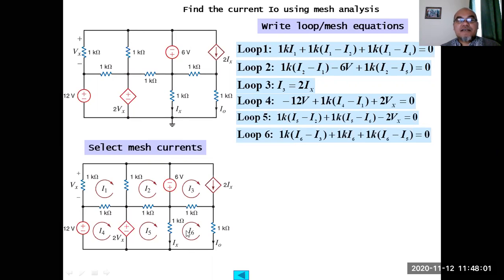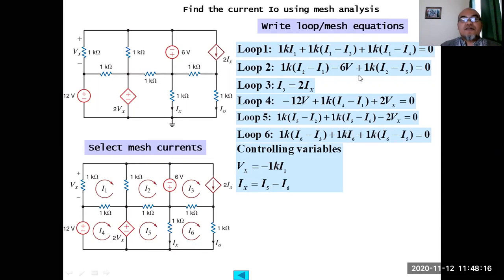Loop 5 is here, 1K times (I5 minus I2) plus 1K times (I5 minus I6) minus 2Vx. And finally loop 6, 1K times (I6 minus I5) plus 1K I6, this part, and then plus 1K times (I6 minus I5) and this one (I6 minus I3). The controlling variable Vx is the voltage across this 1 kilo ohm, or negative 1K times I1, negative because it is contrary to the passive sign convention. That's why we have to put negative here. And Ix is the current flowing through this branch, so Ix equals I5 minus I6.